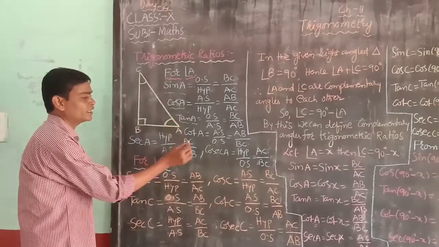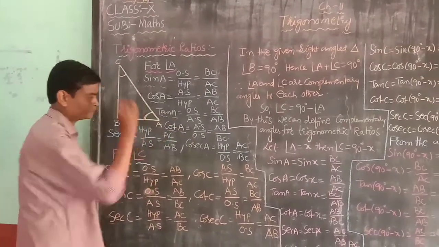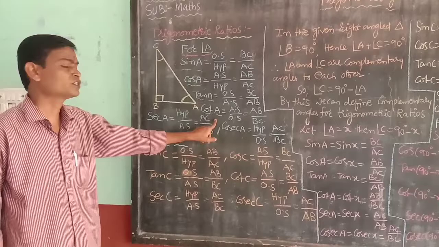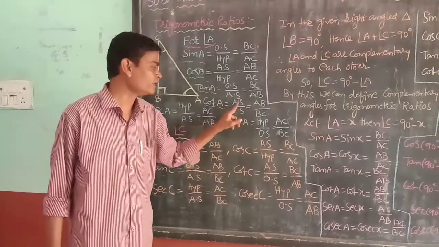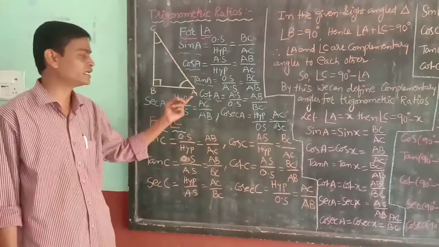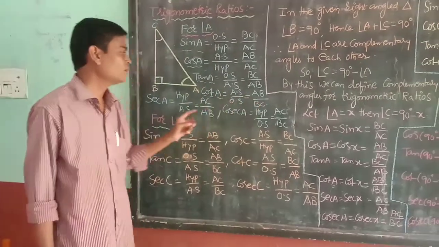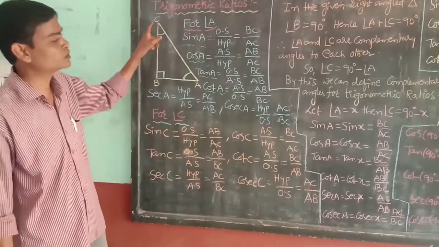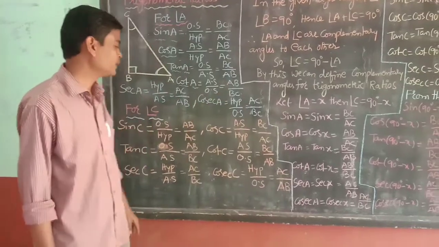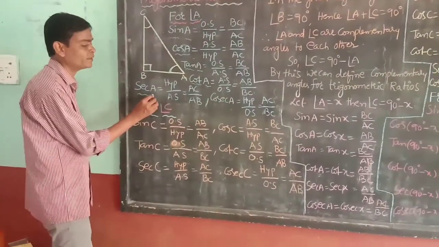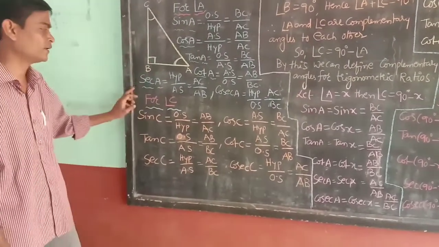In the same way, the next trigonometric ratio is cot A. The definition of cot A is adjacent side by opposite side. What is the adjacent side here? AB is the adjacent side. So AB by, what is the opposite side? BC is the opposite side. So AB by BC.